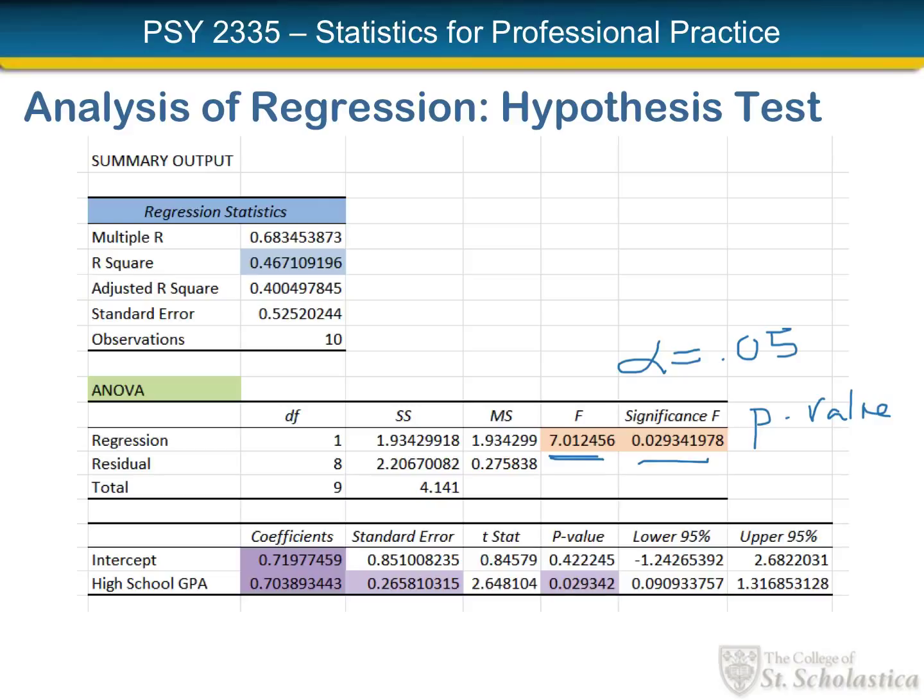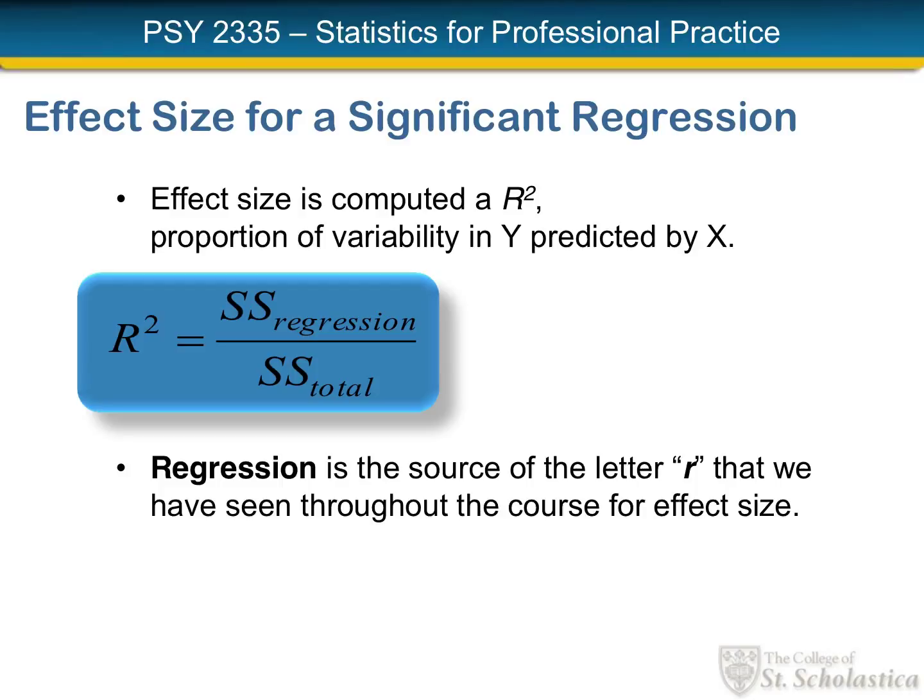But just as we have in every single one of our hypothesis tests so far, if I find that I have a significant effect, I need to have a measure of effect size. For regression, our effect size is computed as capital R squared, a proportion of the variability in y that's predicted by x. So we have our total sum of squares, and out of that total sum of squares, some portion of it is the sum of squares that's due to regression. When I compute that fraction, I get my r squared.